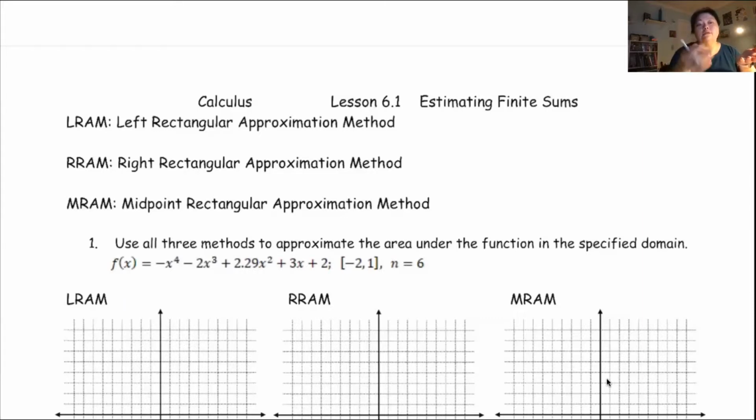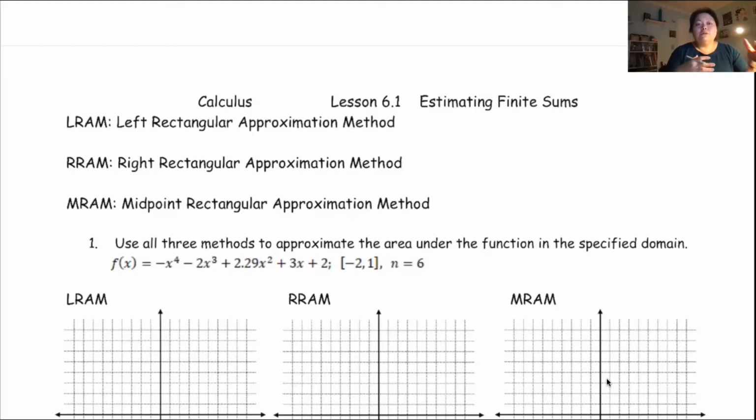As you can see in the notes here, there's a left rectangular approximation method, a right rectangular approximation method, and the midpoint rectangular approximation method. In short, we call them LRAM, RRAM, and MRAM. Now, these are approximations, so really keep in mind these are approximations. They're not going to give you the exact answers, but of course this is pre-calculus days.